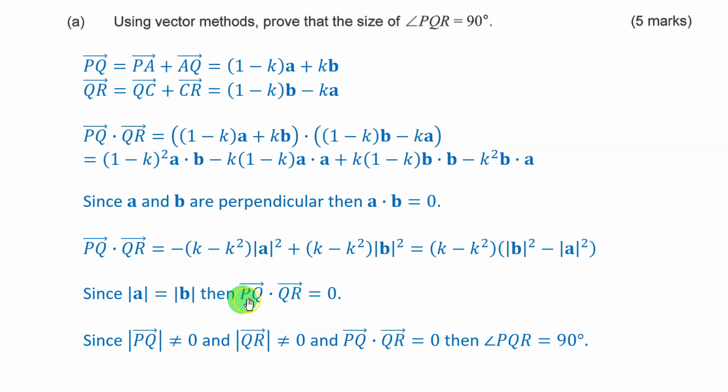So we've shown that PQ dot QR is 0. Technically, we should always state that so long as these two aren't 0, which we know they're not, but we'd still make that point, because obviously if one of these was a 0 length vector, the dot product would be 0. So because these two are not 0 and PQ dot QR is equal to 0, then the angle must be 90. So fairly slow going. We've probably used up all the 5 marks, but let's hope things speed up over the page. So here we go.